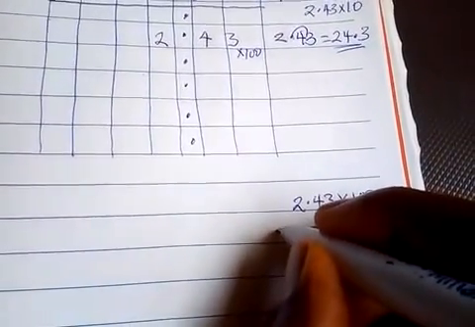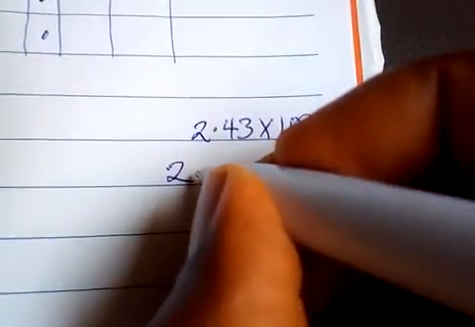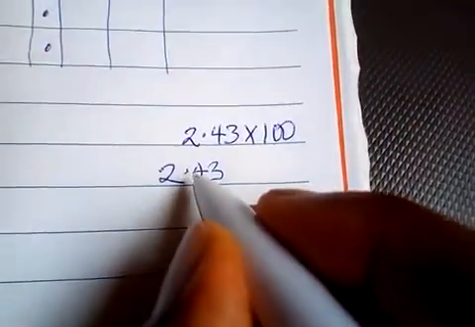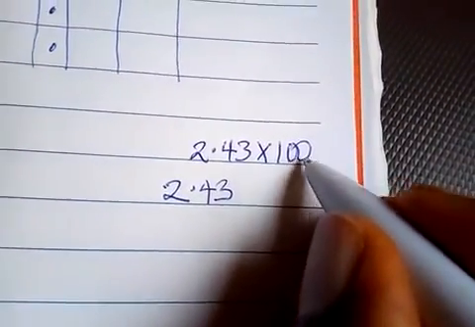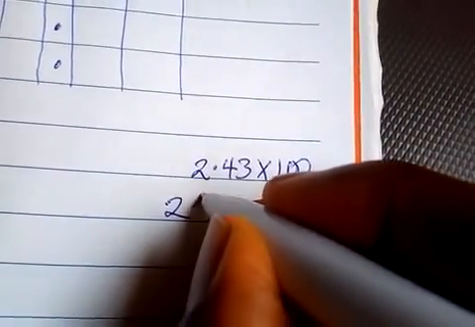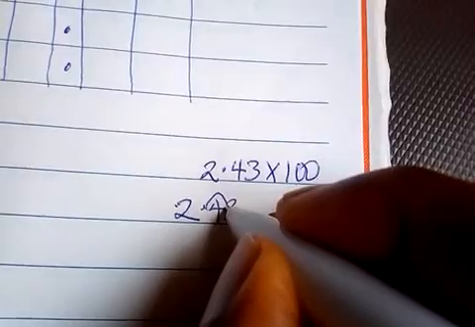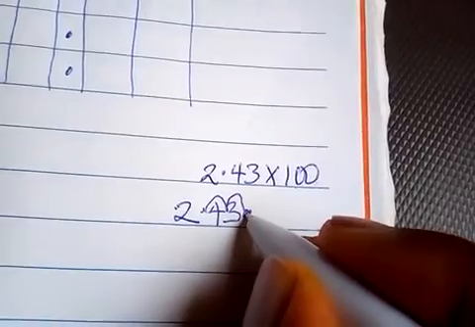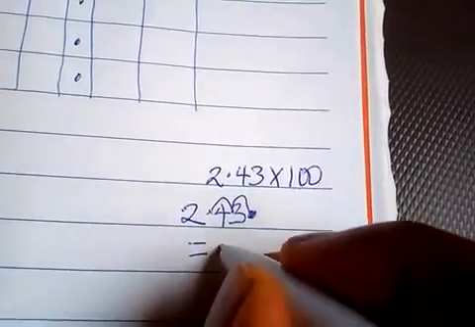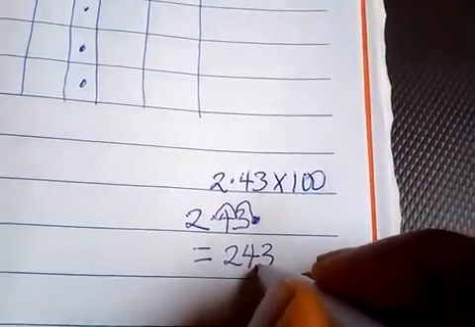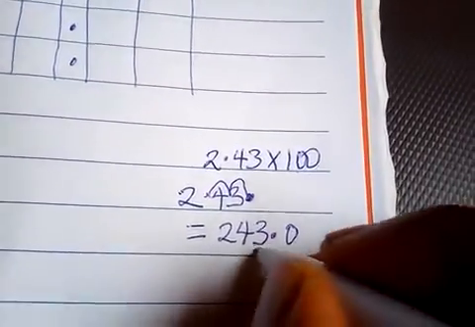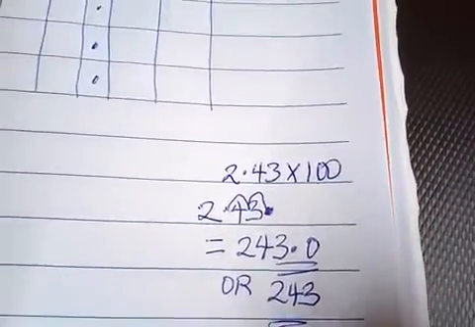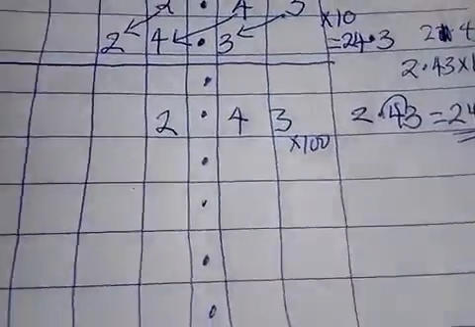So you have 2.43. Then let's take our period. Watch closely. We are going 2 steps because we have 2 zeros. 1, we've exhausted the first 0. 2, the second 0. So the point is after 3. So your answer will be 243.0 or 243. So let's use the place value chart to get that answer.